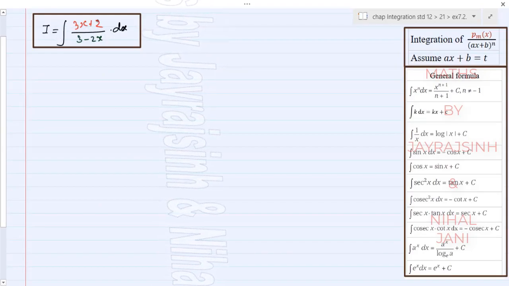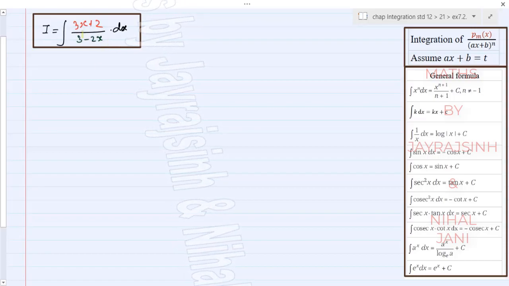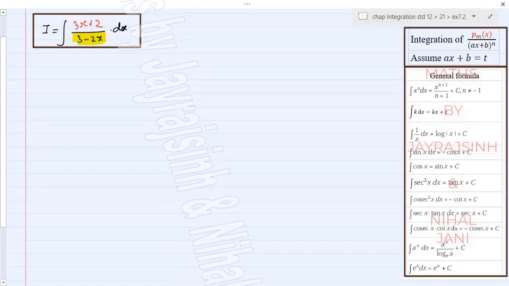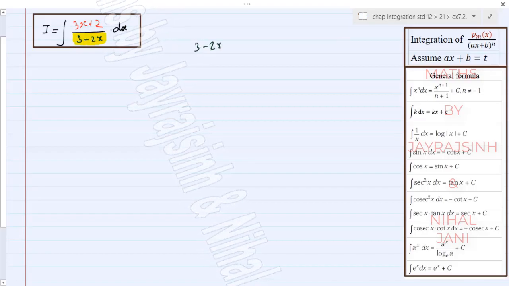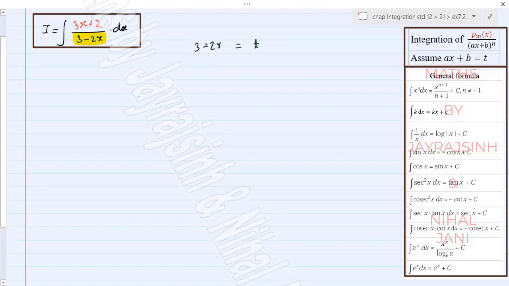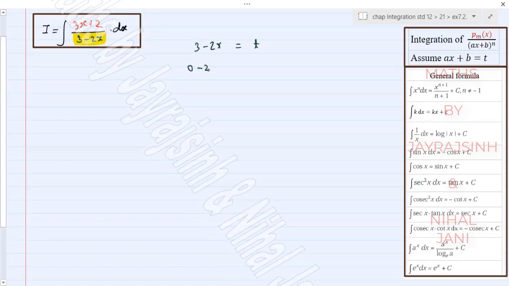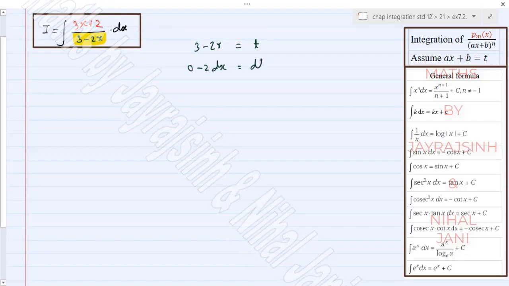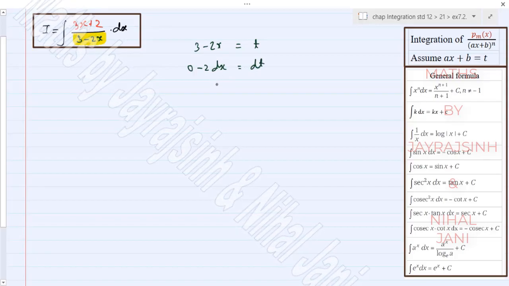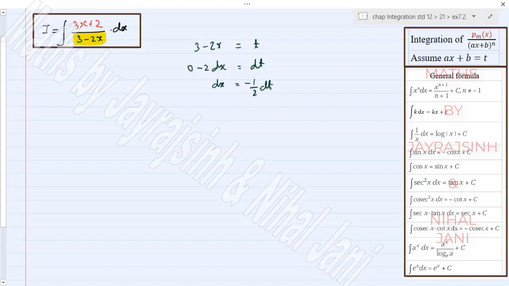Here we have to integrate 3x plus 2 upon 3 minus 2x, and 3 minus 2x is the inner function. So let's assume 3 minus 2x is equal to t. Differentiate both the sides. Differentiation of 3 will be 0, minus 2 into dx will be your dt. So we can say your dx is simply minus 1 by 2 dt.